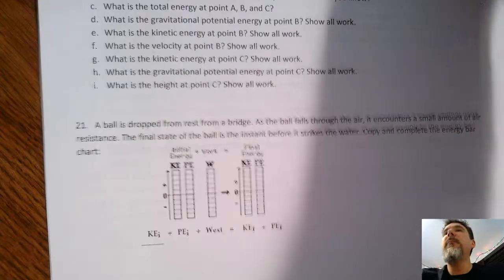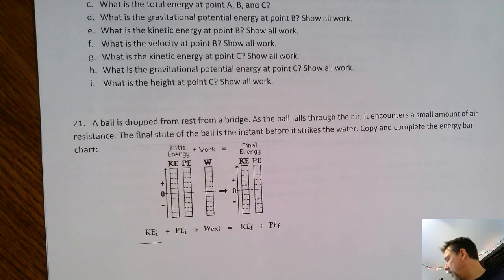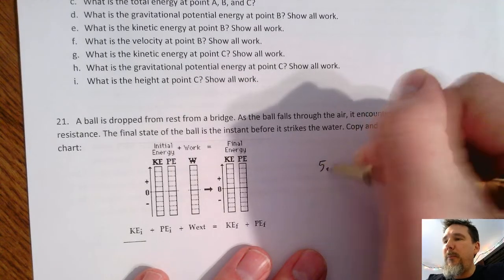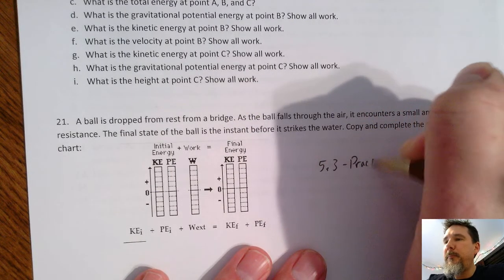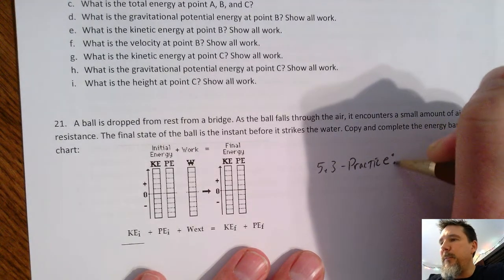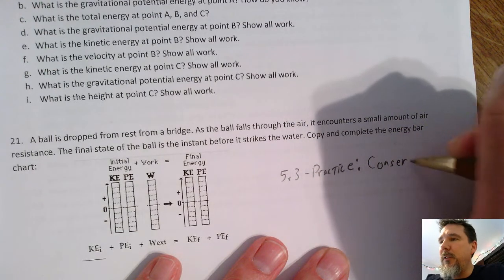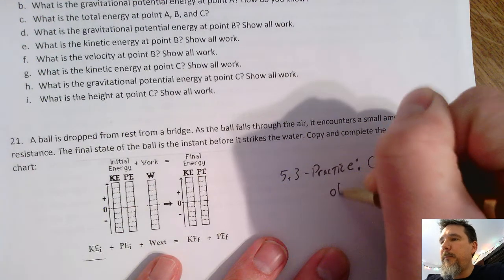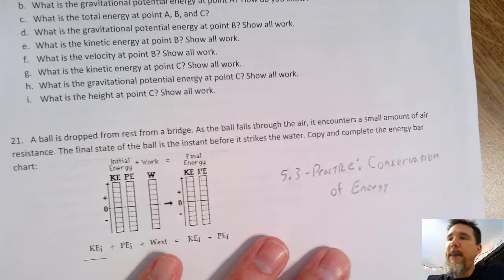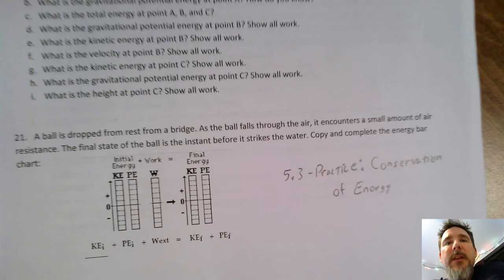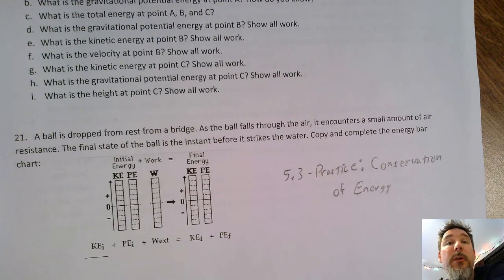All right. First of all, I'm going to tell you, it's called 5.3 practice, and specifically conservation of energy. If you haven't done that one, do it. There's questions on there that should have probably been included on the review guide, but weren't. So it involves drawing the bar charts. So make sure you're very comfortable with those energy bar charts.